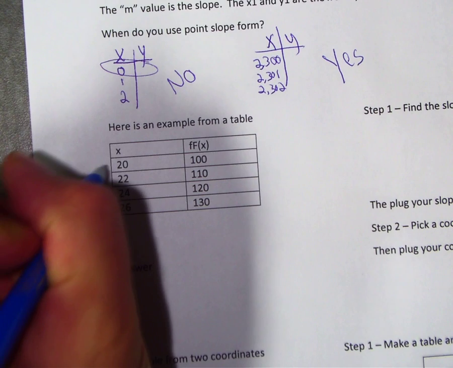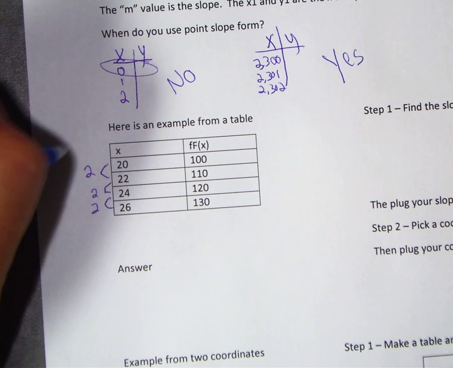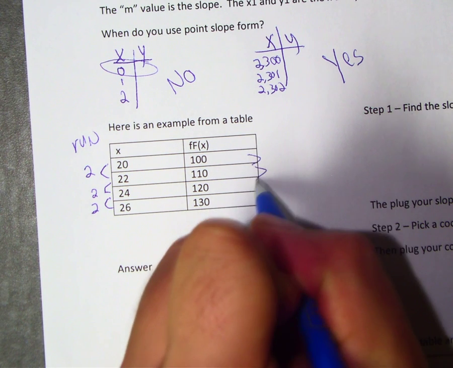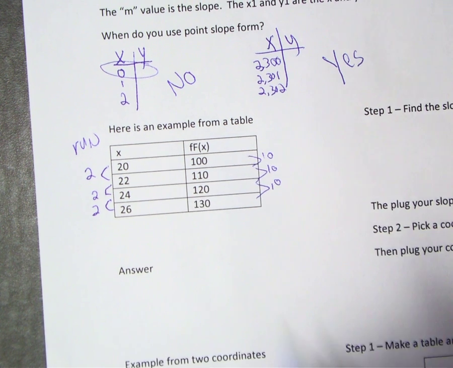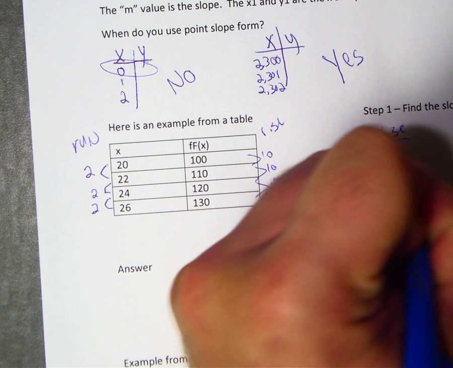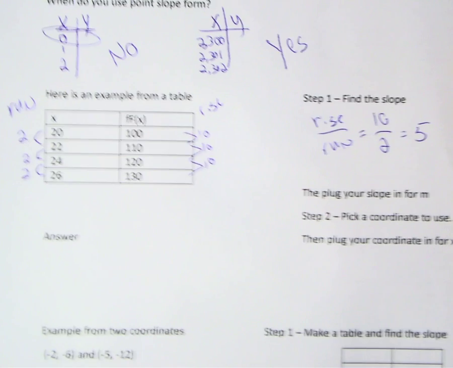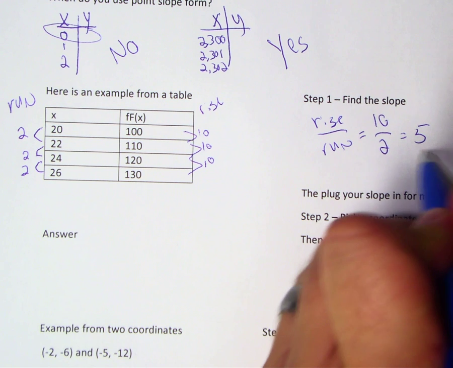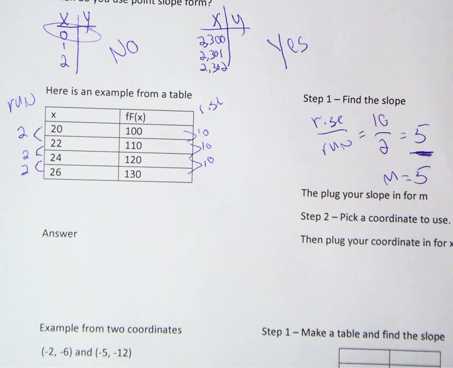All right, so hopefully you did this on your paper and you have the change in the x or the run is 2, and the change in the y or rise is 10. So we know that our rise over run equals 10 over 2, which is 5. So that is our slope. This value right here is going to go in for our m. So m equals 5. Okay.